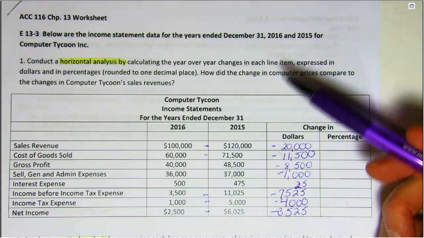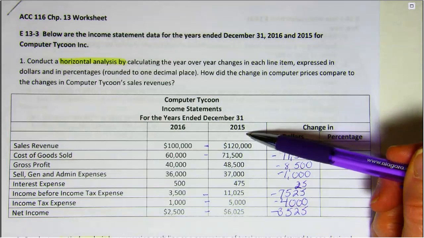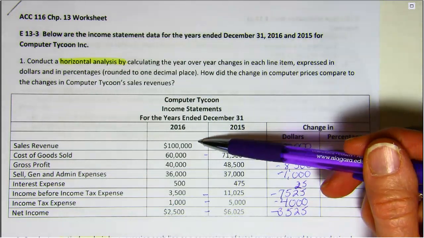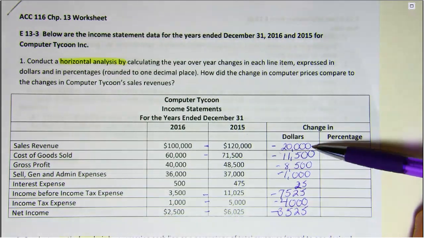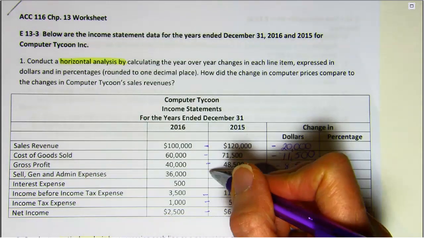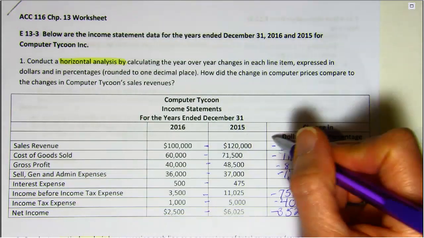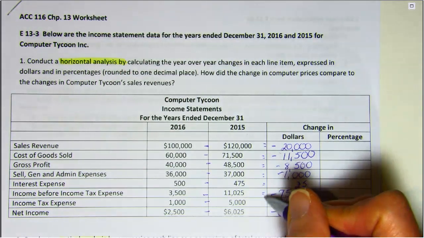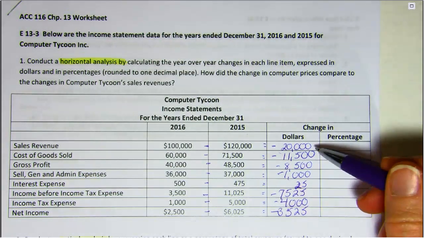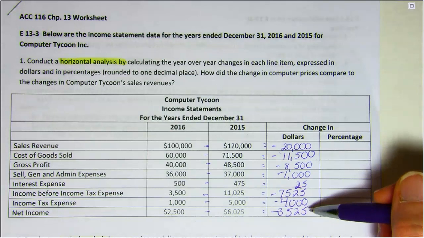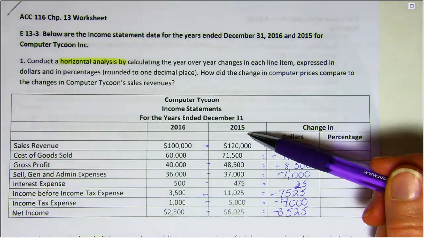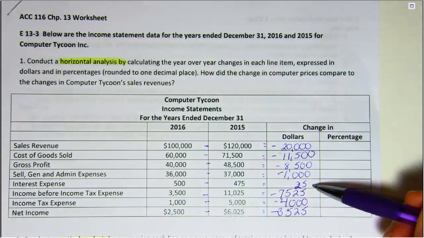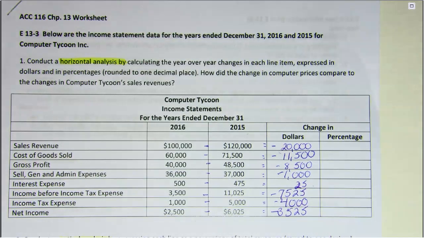So there has been a decrease as we move from 2015 to 2016. So when we put in our calculator, 100,000 minus 120,000, we get a minus 20,000. So in each of these cases, we're subtracting, and the answer goes in the column labeled dollars. And you can label it just as it is in your calculator. If there is a decrease as we move from 2015 to 2016, you put a minus. If there's been an increase, you leave it as a clear figure. So now we know the change in dollars.